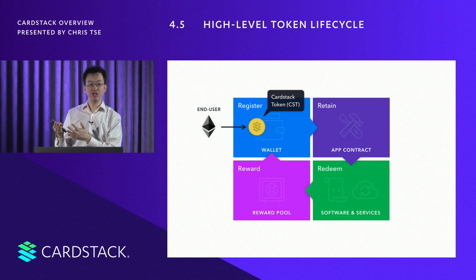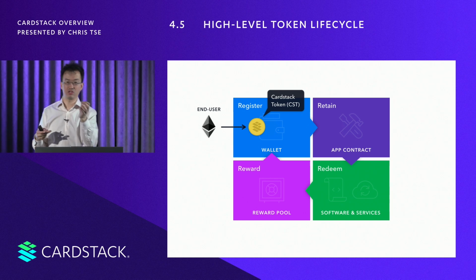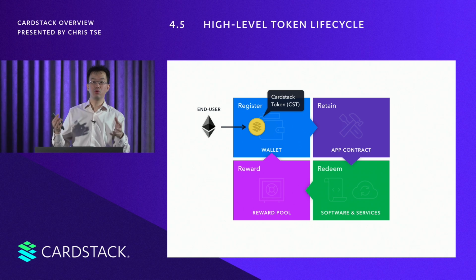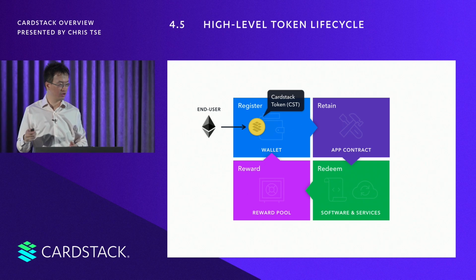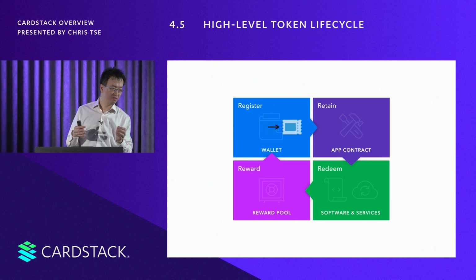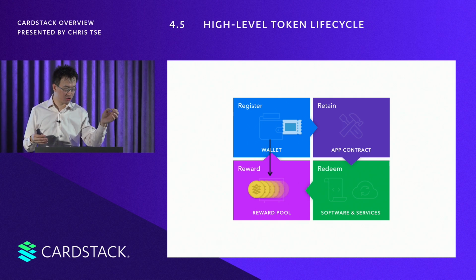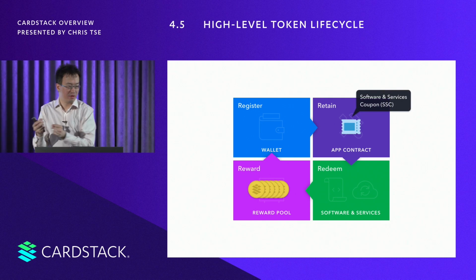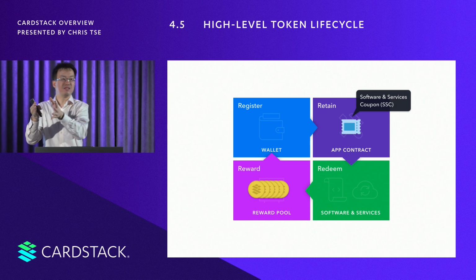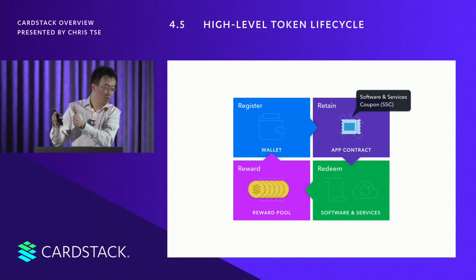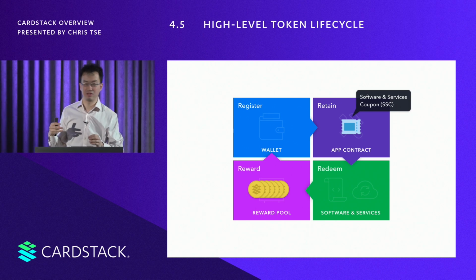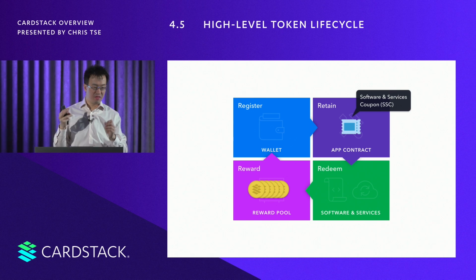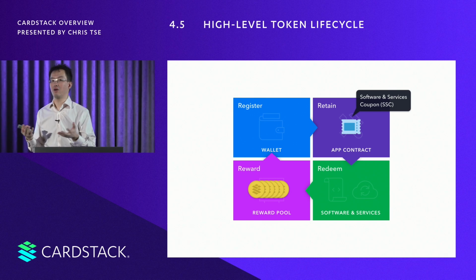And one of the main features is that we want to be able to convert these tokens that you purchase into ways that you can fund an application. And that's the conversion process from something that is tradable, this token, into this basic coupon. The idea is that I'm depositing this value into this application contract. We call that the software and services coupon, SSC. And this allows us to basically keep track of when you use it, right?